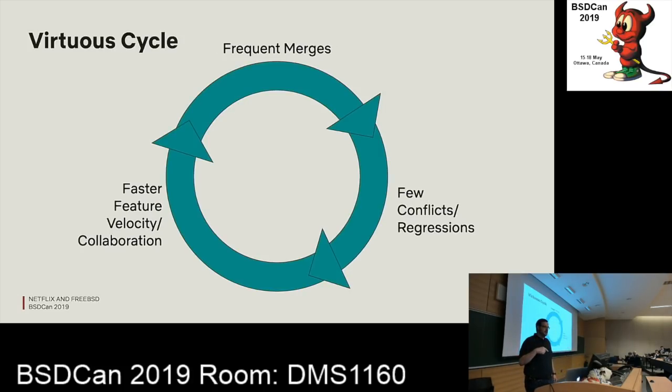So then you have what I call the virtuous cycle, which starts with frequent merges. Frequent merges mean that every time you do one, you get fewer conflicts and fewer regressions, which means it moves much faster. You can keep staying forward looking. So instead of fixing the code that you've already written, you can look forward and keep writing new code.